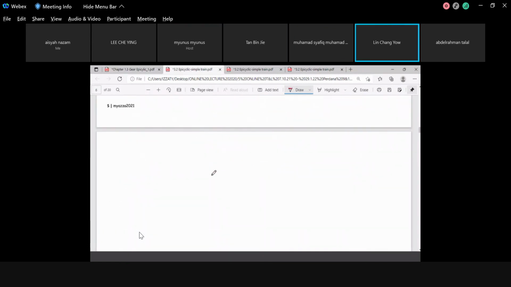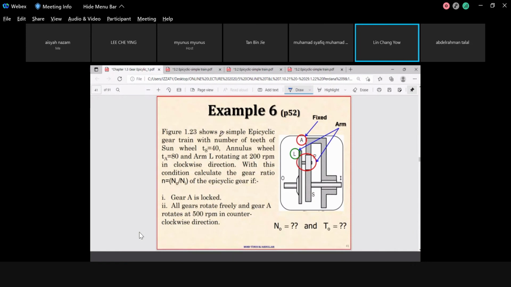Doctor, can you repeat this part? Where the P is requested? Just now I disconnected. Example 6 on page 52. Look at the figure, figure 1, 2, 3. Make correction here. This one is O, this one is I.